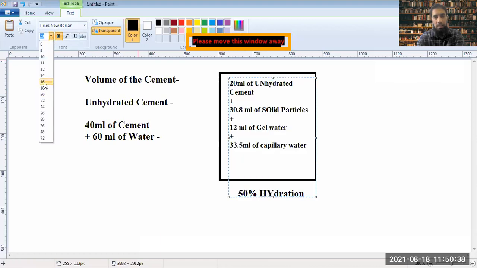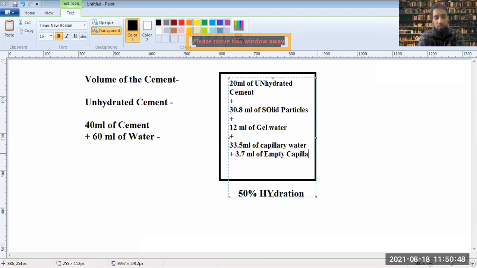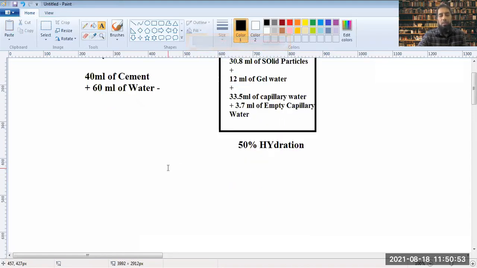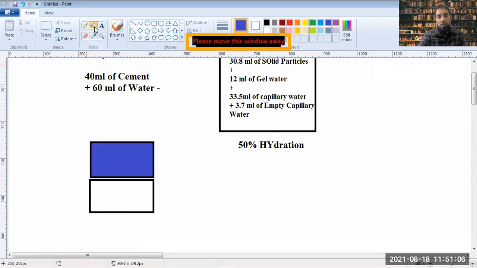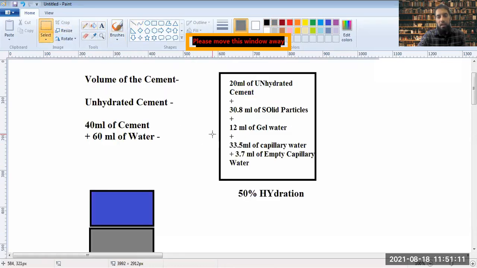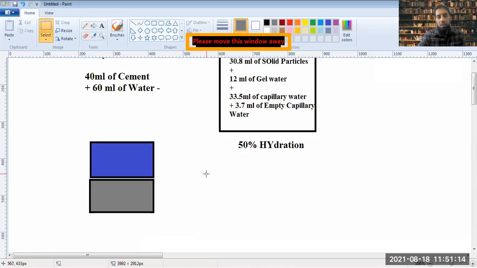So this is the composition. Yes, and then there's one more thing, that's 3.7 ml of empty capillary water. So what are the compounds now of the hydrated cement? If initially only water and cement, which were in two different phases, were being added together, this is water and this is cement, they are being added together. At 50% hydration, what are we getting now?